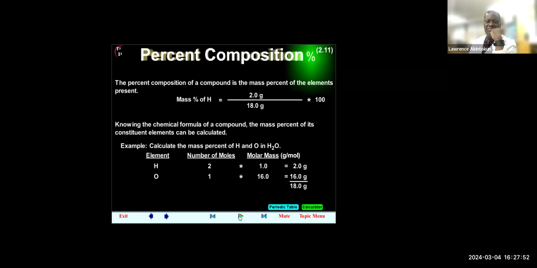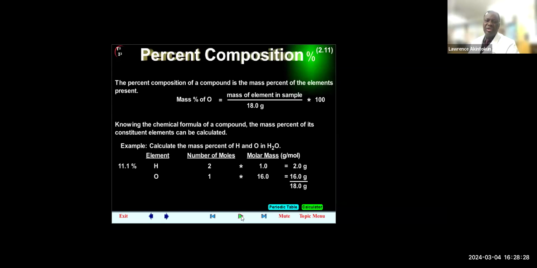over 18.0 grams. So in this case, we're looking for the mass percentage of hydrogen. So you look at hydrogen in the formula, it has 2 grams, which is the molar mass of hydrogen, 2 grams. And the total mass of both hydrogen and oxygen, which is the molar mass of water, is 18 grams. That is why you have 2 over 18 multiplied by 100. So the percentage of hydrogen is whatever you get from this. Equals 11.1%.